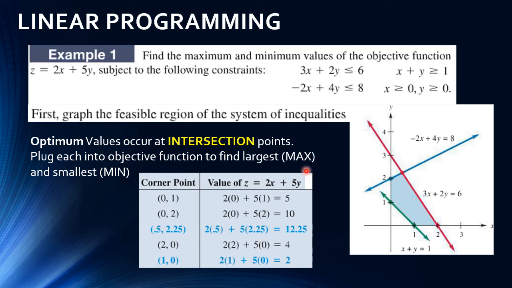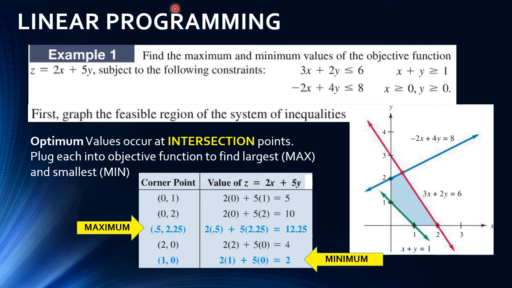Once we've done this, we simply look at the numbers that we calculated. The largest number is the maximum. So our maximum value is 12.25, and it occurs when x equals 0.5 and y equals 2.25. Our minimum value is the smallest of all these numbers, and that's 2. So we have a minimum objective value of 2 when x equals 1 and y equals 0.